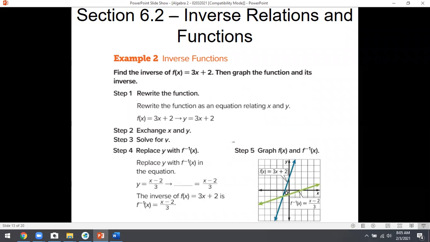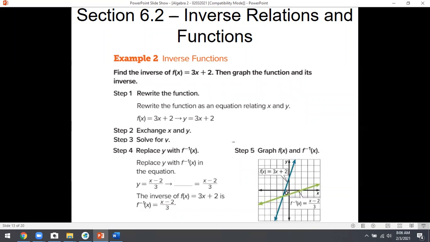Find this inverse. We're going to follow those steps that you just wrote down. It takes all the thought out of it for you. So the only thing we can possibly mess up is the normal stuff, like negatives and something like that. So here's this function. This function takes an input, x, multiplies it by 3, adds 2 to it, and spits out an answer. That's what this function does. So we're going to try to undo that.